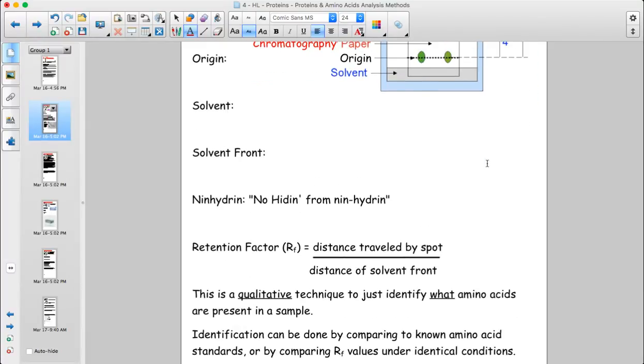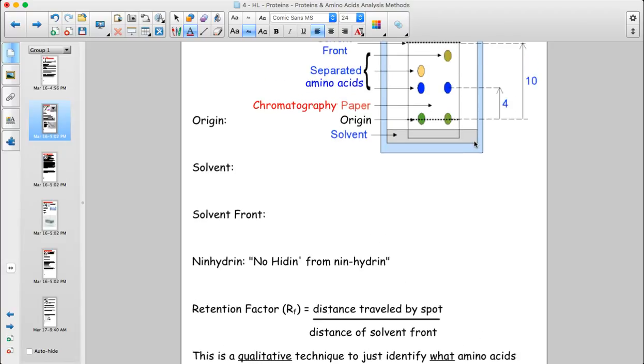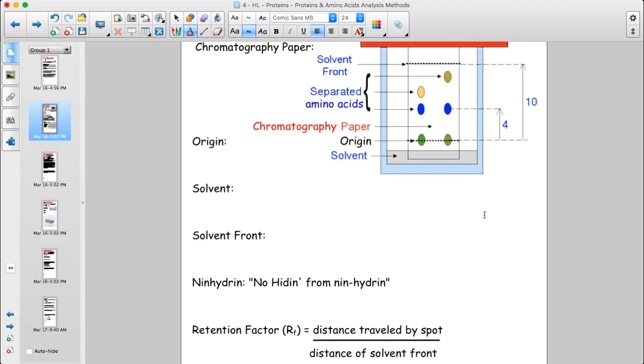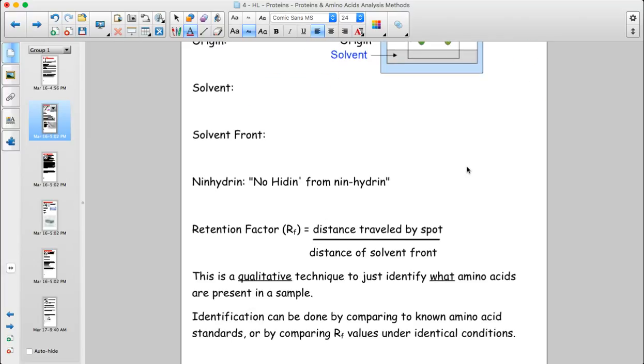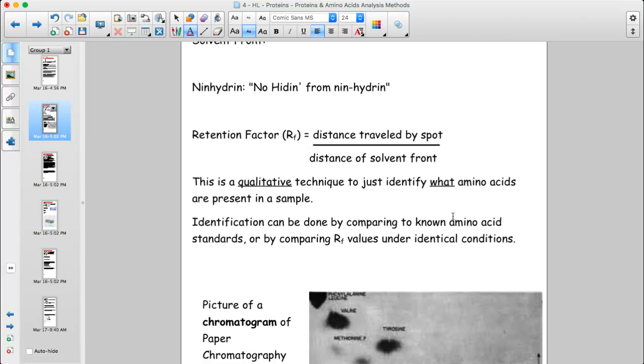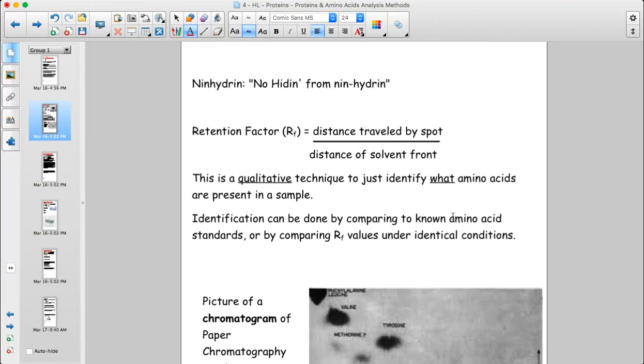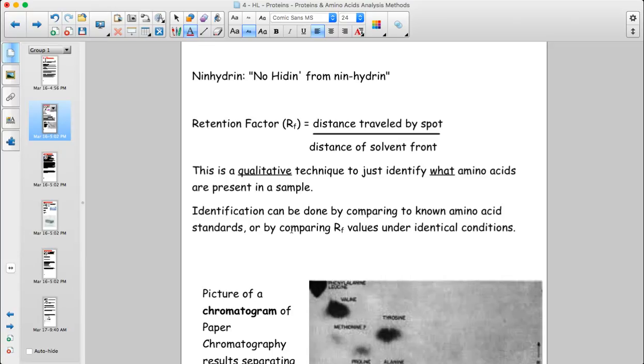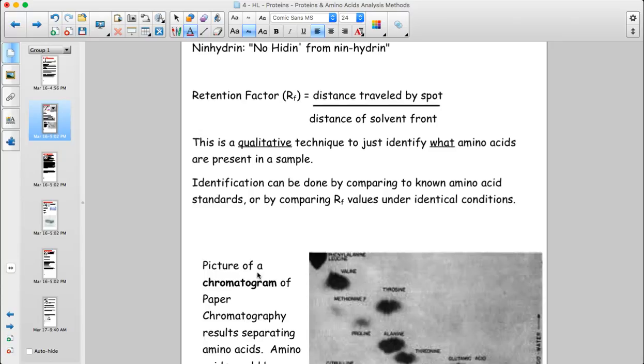And so if you use the exact same solvent and paper and temperature, pH, all these different conditions, then your different amino acids should always move the exact same distance relative to the solvent front. And that's why you can actually have literature values for it. But mostly, this chromatography technique is fairly qualitative. You're just trying to figure out what amino acids are present in a sample, not exactly how many of each are in a given protein, just trying to identify which amino acids are in your sample.